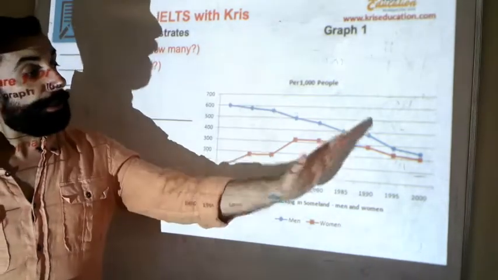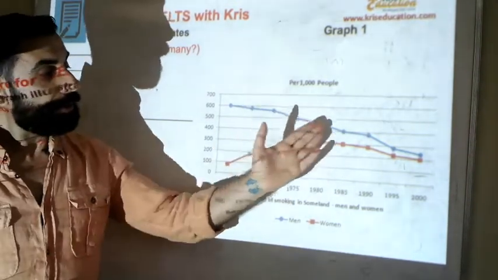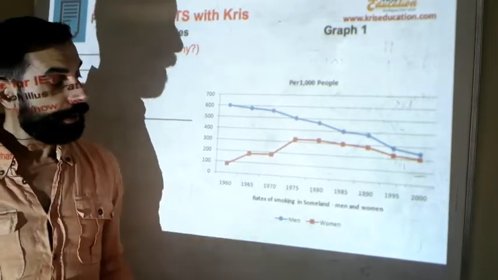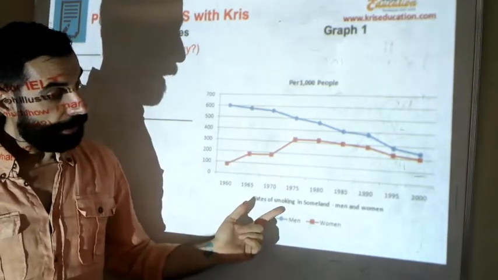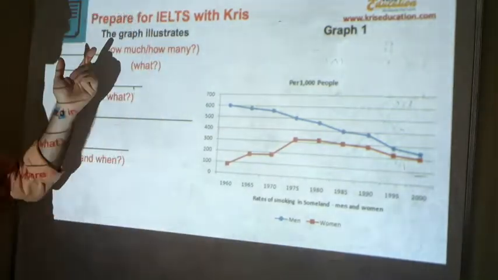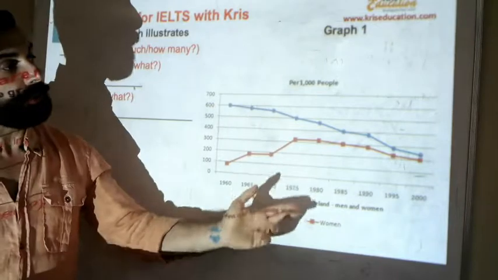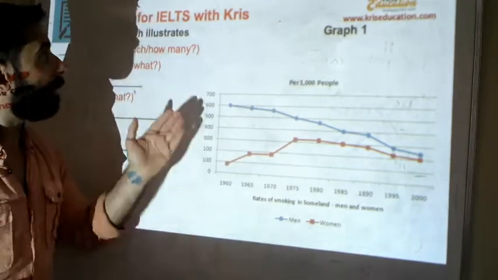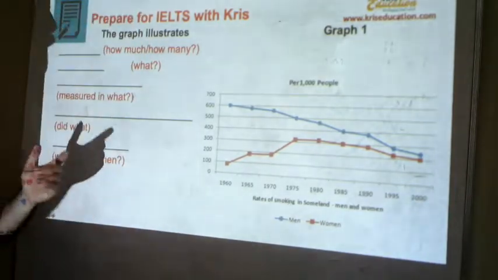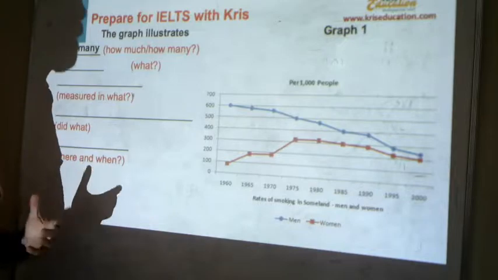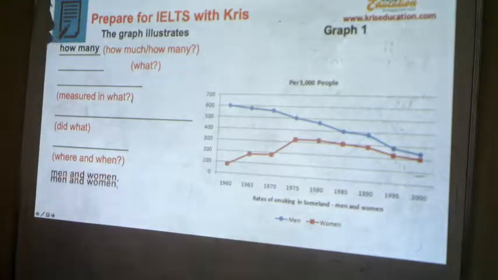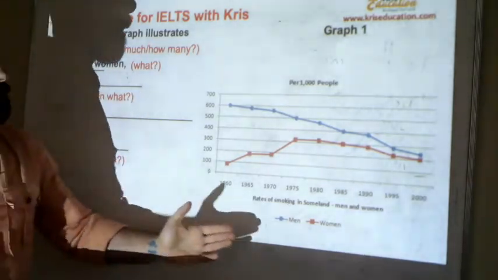And the very first thing that we do, first of all, we try to understand what we're talking about here. So these are people. What did these people do? Exactly, men and women. And what did these people do? They smoked in some land. So let's do it together. The graph illustrates. We are talking about people. How much or how many? Obviously, it is how many because people are countable. So the graph illustrates how many what? People or men and women. So how many men and women, or males and females if you want.